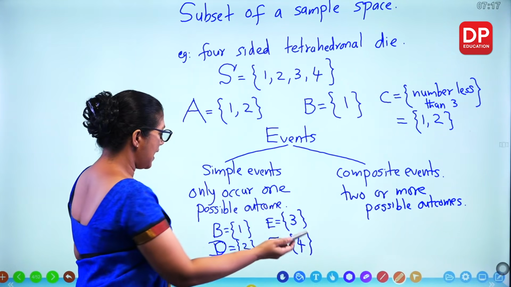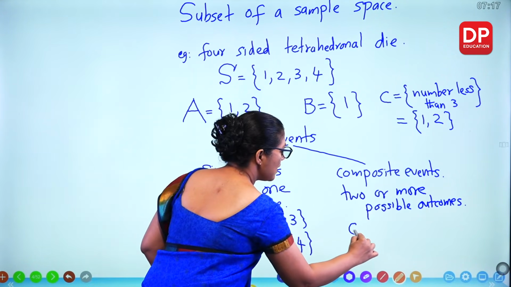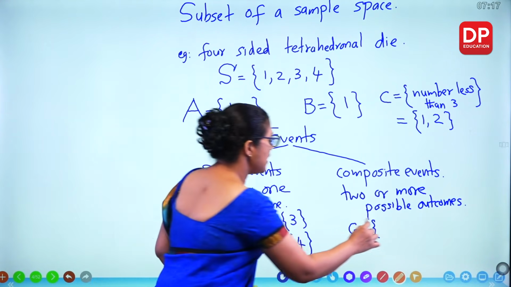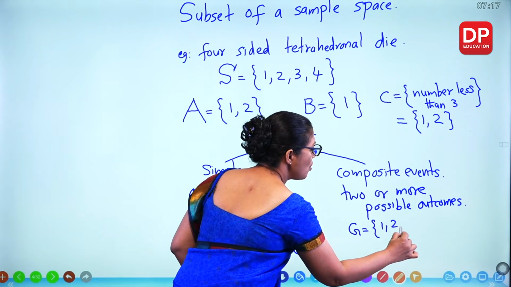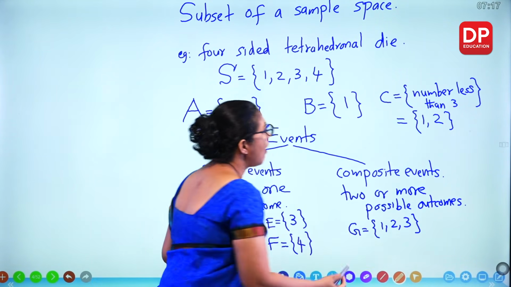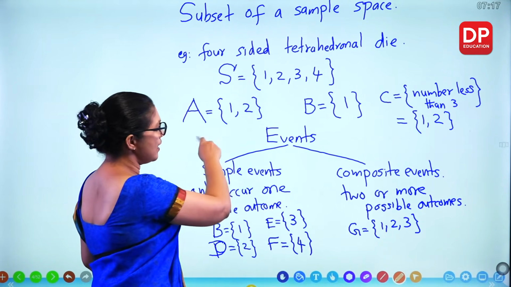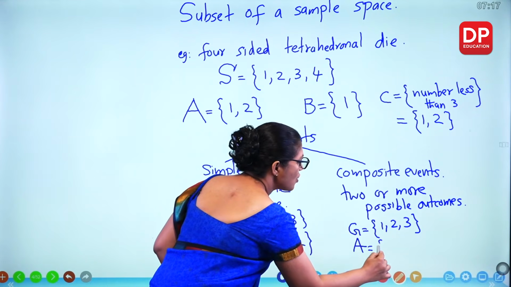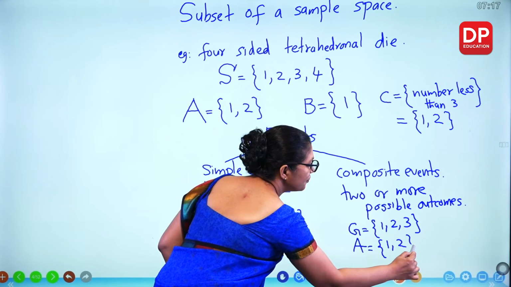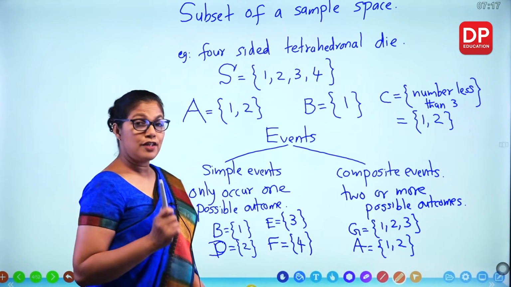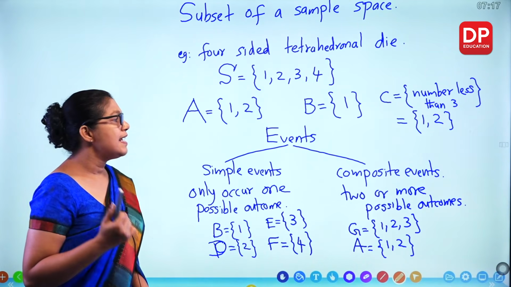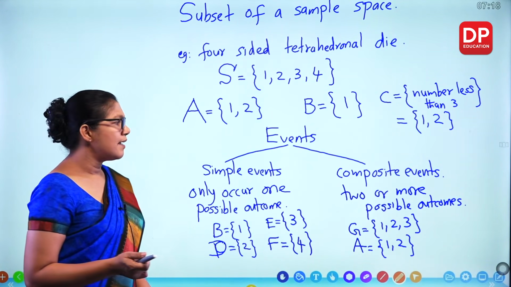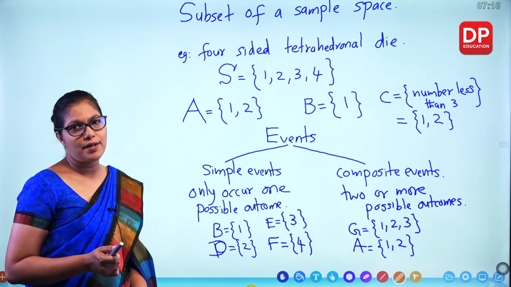So we'll take G, an event getting 1, 2, 3. Or I can take this one, A. Event A is getting 1, 2. So you need to know when you take any event, identify is it a simple one or a composite one.